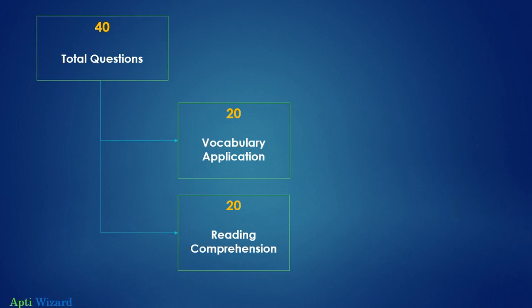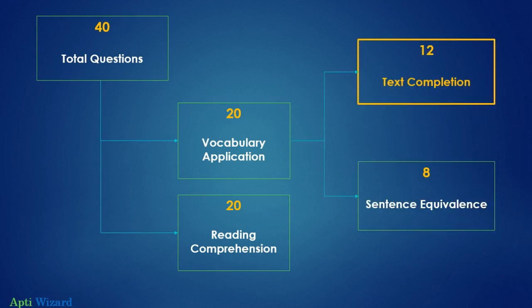Now in your paper, out of the total 20 questions from vocabulary application, you will get 12 questions of text completion. And 8 questions will be from another topic of vocabulary application, which is sentence equivalence. So text completion, the topic that we are learning in this course, carries 12 questions in your GRE paper.